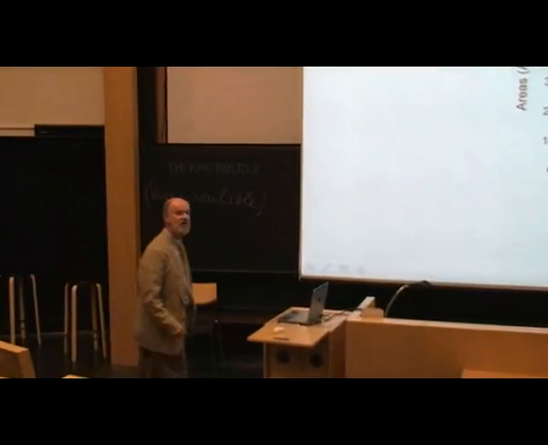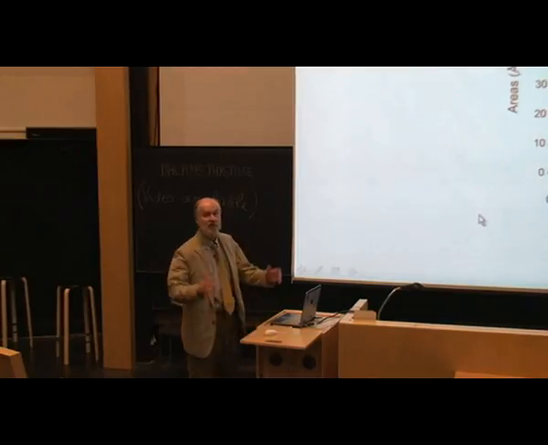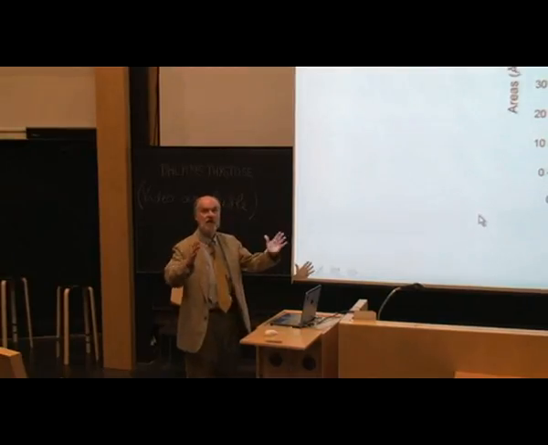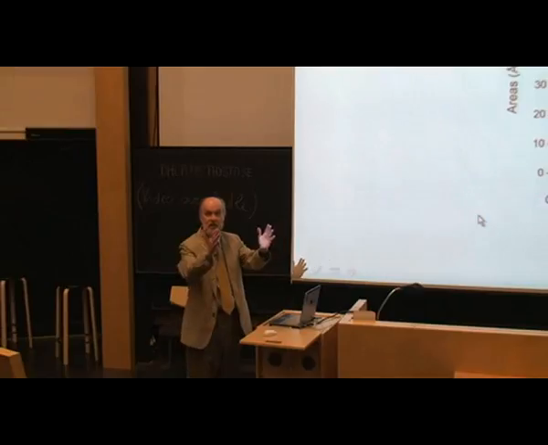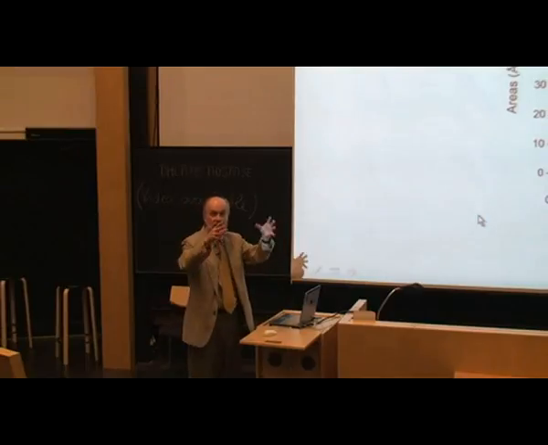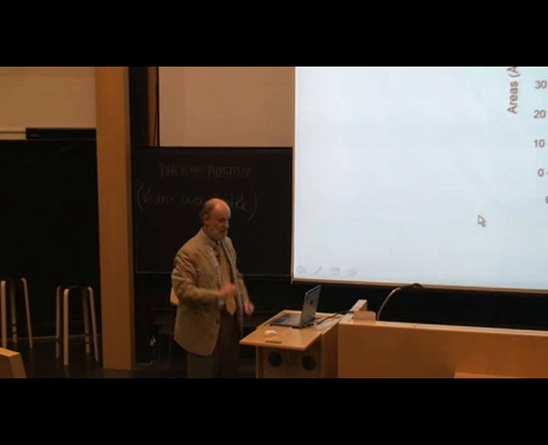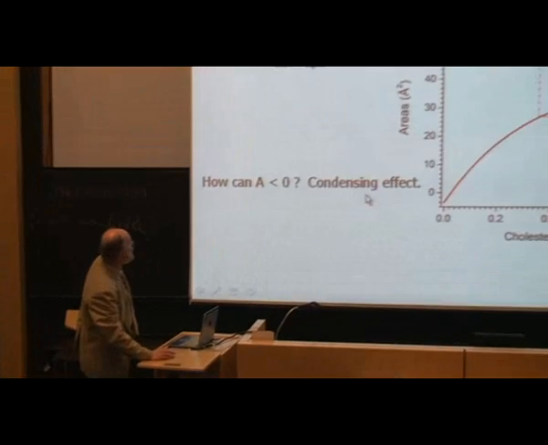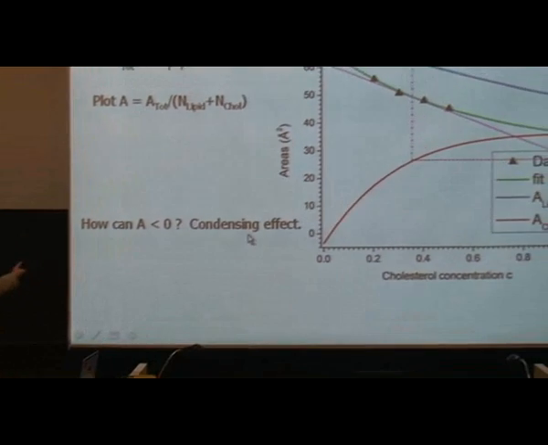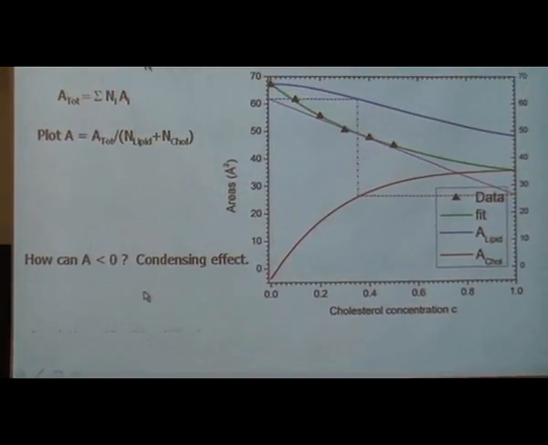In this case, we have negative partial molecular areas, and the mechanism is what you saw on the previous slides, where the order parameter gets bigger, which means that the lipid molecules are becoming more ordered, which means that they take up less area. This is called the condensing effect.